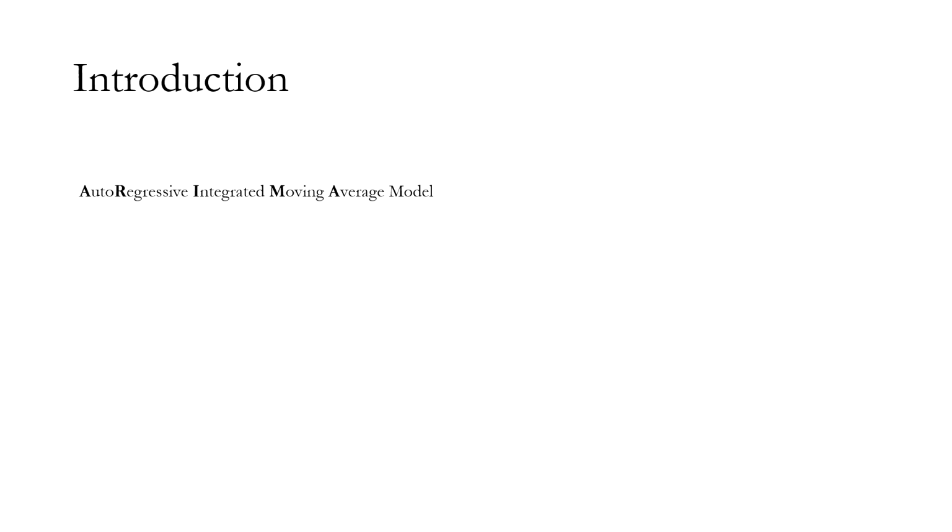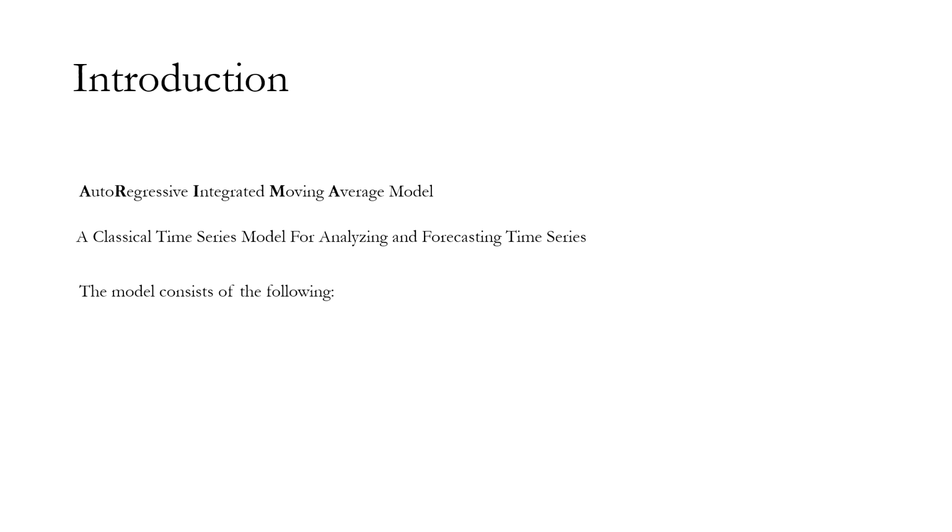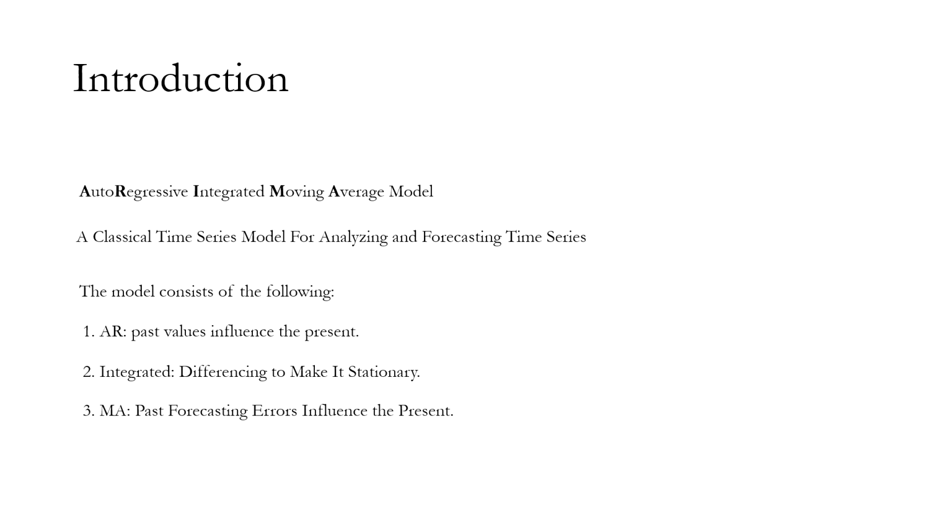So the autoregressive integrated moving average model is a classical time series model for analyzing and forecasting time series. The model consists of the following: an autoregressive part, in which past values influence the present; integrated, differencing to make it stationary; moving average, where past forecasting errors influence the present; and then finally, it's flexible, it can handle trends, shocks, and short-term dependencies.